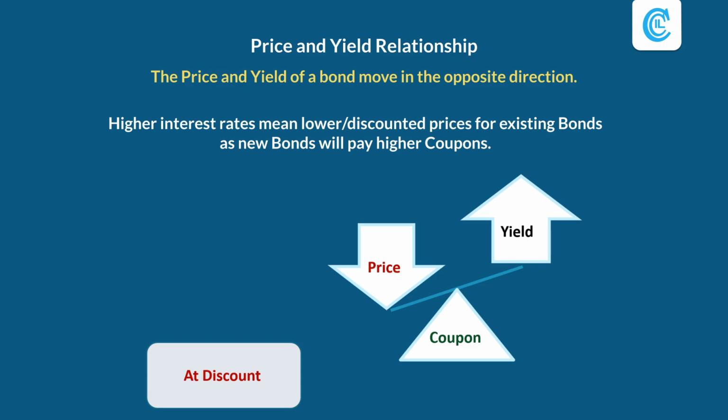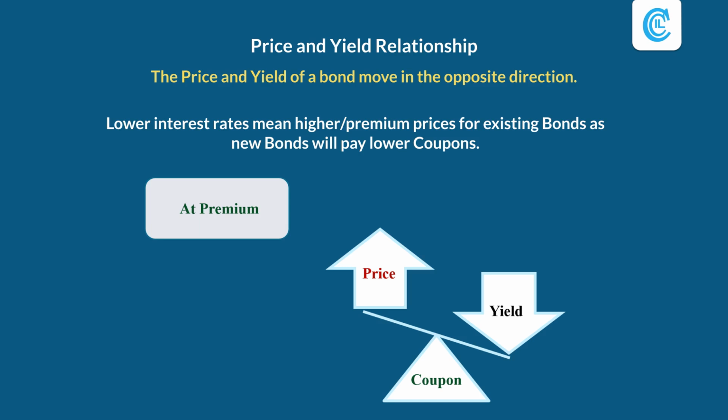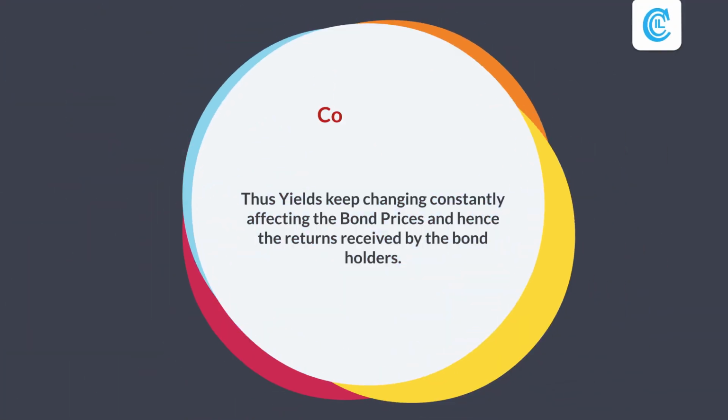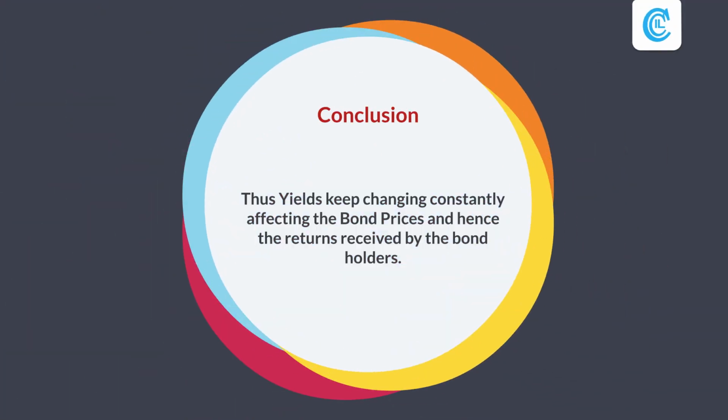Higher interest rates mean low prices for existing bonds, as new bonds will pay higher coupons. Lower interest rates mean higher prices for existing bonds, as new bonds will pay lower coupons. Thus, bond prices and yields keep changing constantly, affecting the returns received by the bond holders.